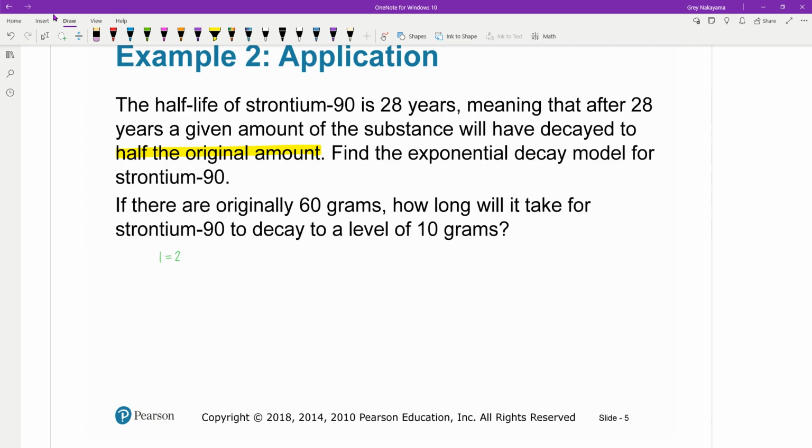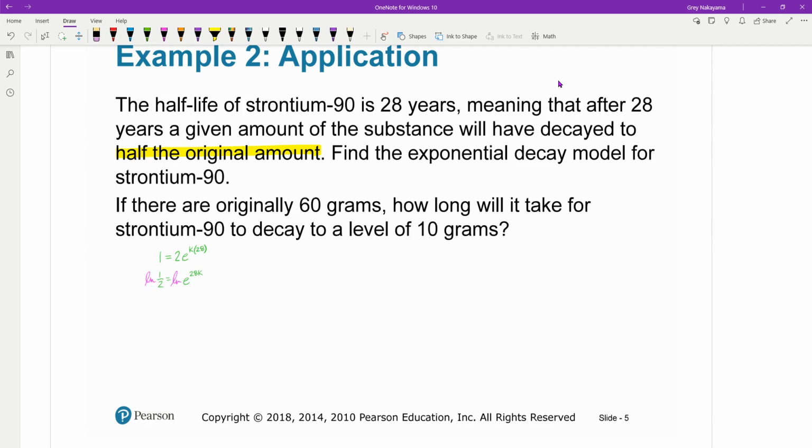Look at how you start this off. 1 is the ending amount. If I'm going half, then 1 is the ending amount and 2 is the beginning amount times e to the 28k, and they told me the half-life was 28 years. So what this setup says is it takes 28 years for 2 to reach 1, which is half the original amount. If the problem said double, then you would switch the 2 and the 1. Similarly, I'm going to divide by 2 and get 1/2 equals e to the 28k.